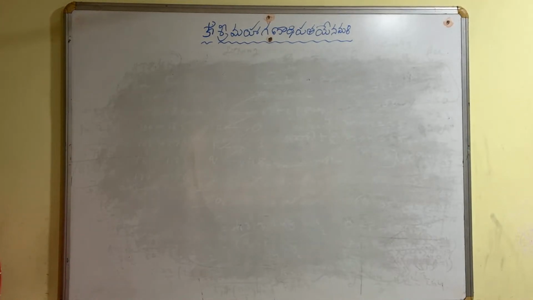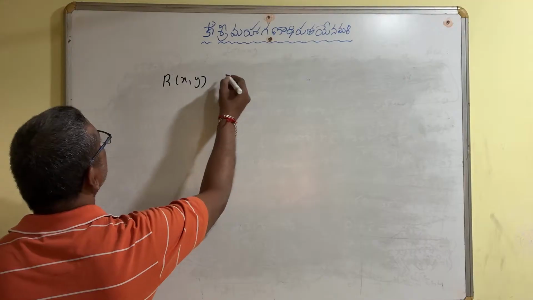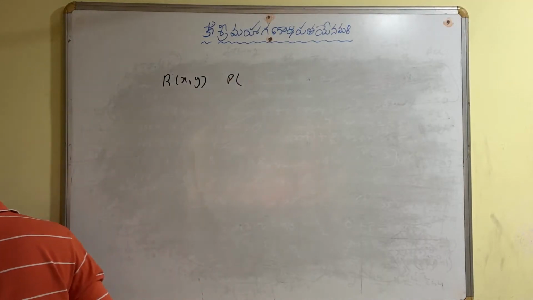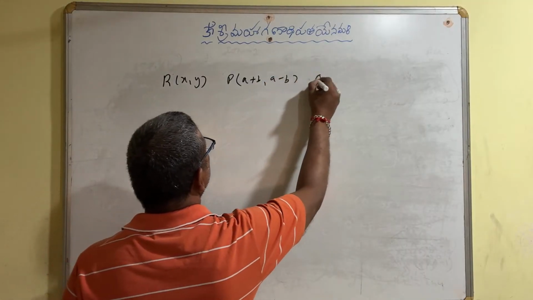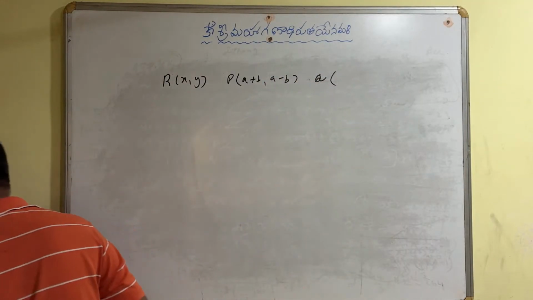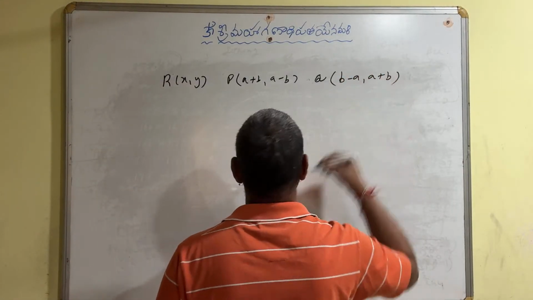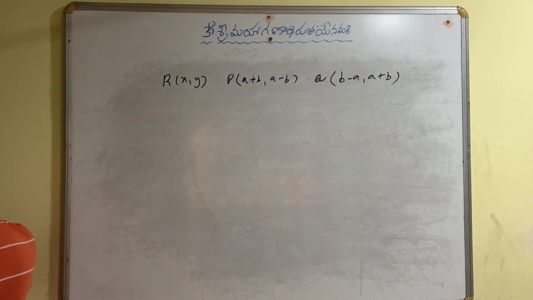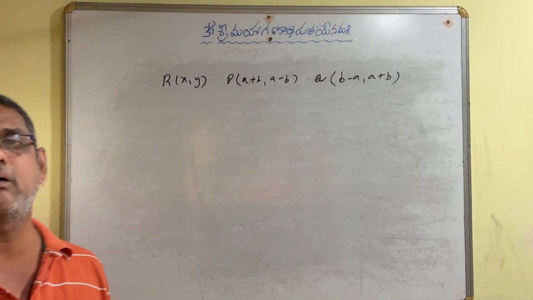Point R(x, y) is equidistant from the points P(a plus b, a minus b) and Q(b minus a, a plus b). These are the 3 points, and R is equidistant from P and Q. Then find the distance of P from origin.